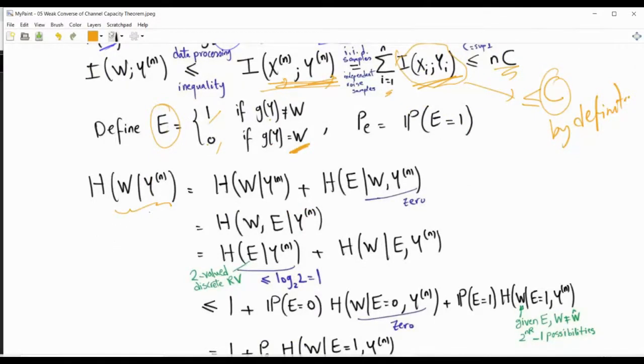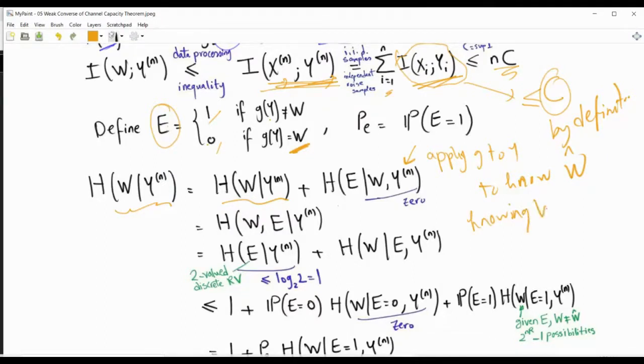So here is the trick. H of W given Y is H of W given Y, and then I will add this extra term, H of E given W and Y. So this is 0. Why is this 0? Think about it. You know Y, right? If you know Y, you will apply the function G to it, to get the estimate for the transmitted code word.